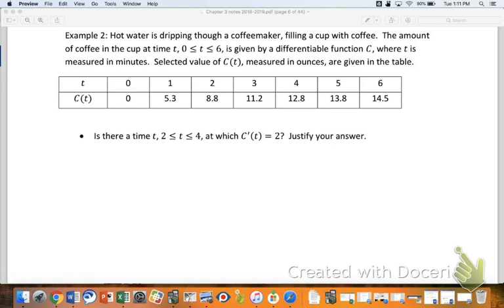Okay, let's take a look at example number 2. Here we go. So we've transitioned from a speed trap to a coffee question. All right, it says hot water is dripping through a coffee maker, filling a cup with coffee. If you make coffee at your house, you know exactly what's going on here, right? The amount of coffee in the cup at time t on the interval from 0 to 6 is given by a. That's a pretty important word, isn't it?